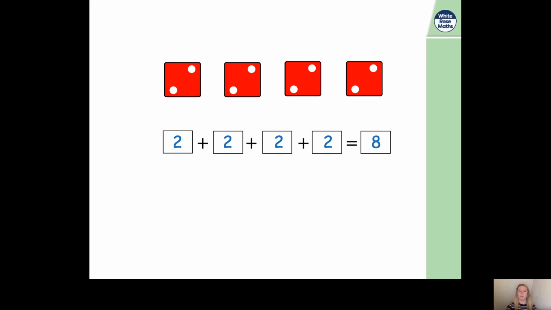What would our multiplication be? If the first number represents how many groups there are, and the second number represents how many in each group, it'll be 4 times 2, won't it? Which is 8, because there's 4 groups and there's 2 in each group.